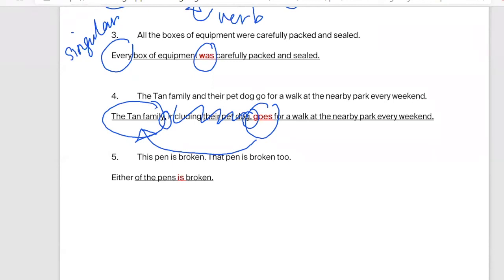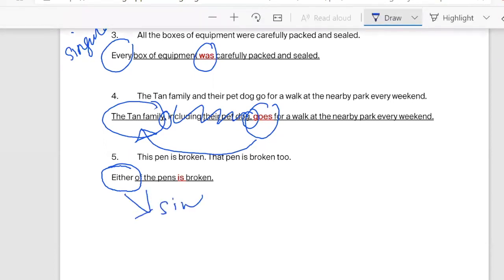Finally, the last question. This pen is broken. That pen is broken too. Either of, very quickly put in the partner. Either of the pens is broken because either of is always in your singular form.